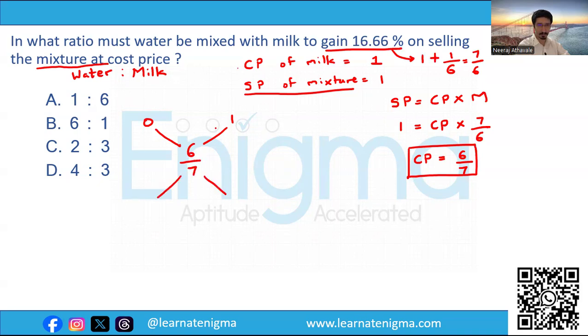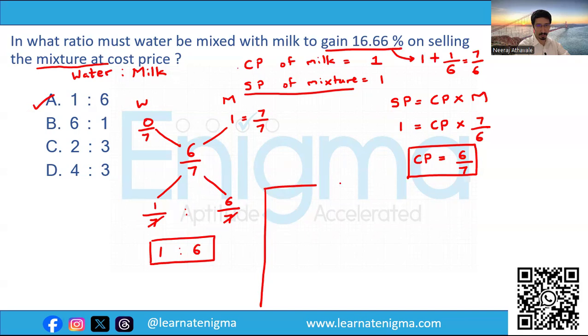Now we can cross subtract. Now 1, I can write it down as 7 upon 7 to make the denominator as 7. So 7 minus 6, I get here 1 upon 7. Now 0, I can write it down as 0 upon 7 so that the subtraction is easy. So 6 minus 0, we get 6 upon 7. So this is water, this is milk. So this is the ratio 1 by 7 is to 6 by 7. 7 gets cancelled. So the answer comes as 1 is to 6. So answer is option A.